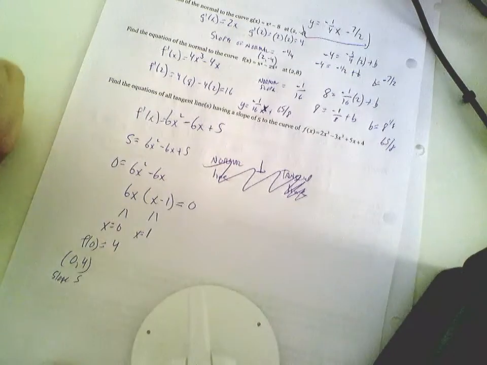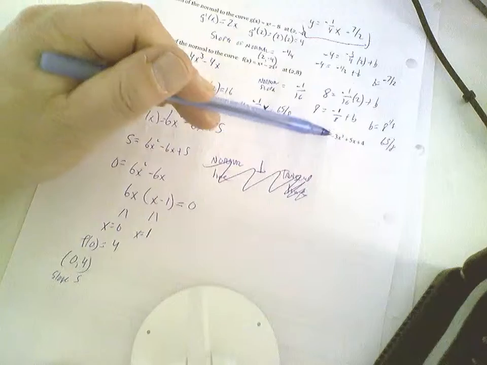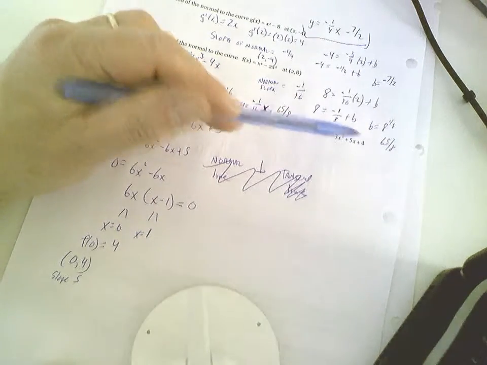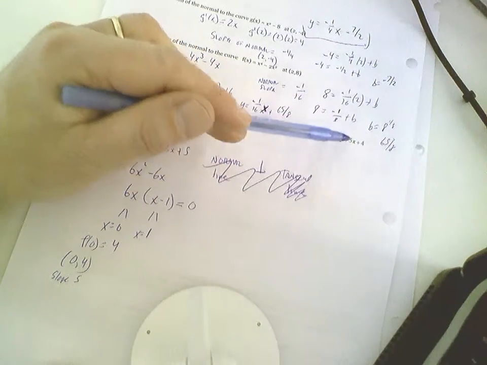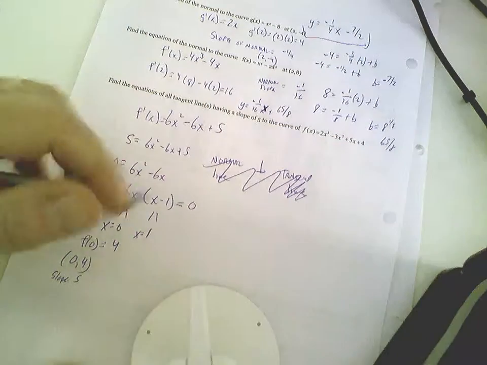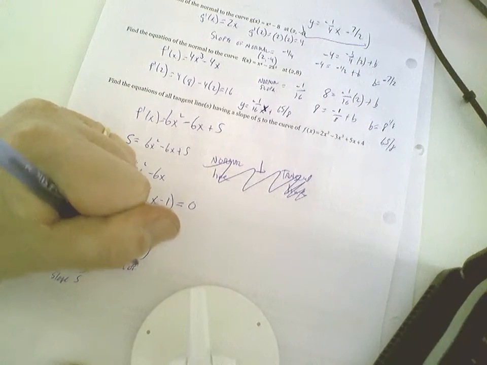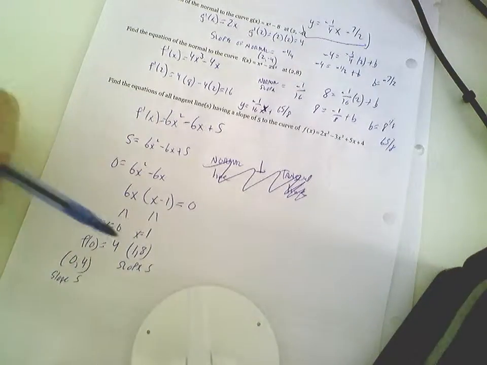The second that I'm going to work through is when x equals 1. What am I going to have? 2 minus 3 plus 5 plus 4. 2, 5, 4. That's going to add up to 11. Minus 3 is going to equal 8. My other point is (1, 8). And the tangent line, when it goes through (1, 8), is going to have a slope of 5.